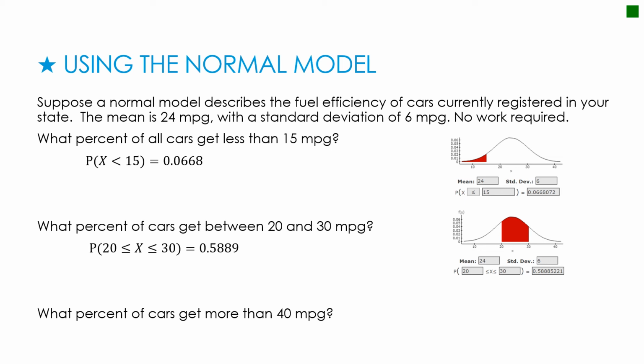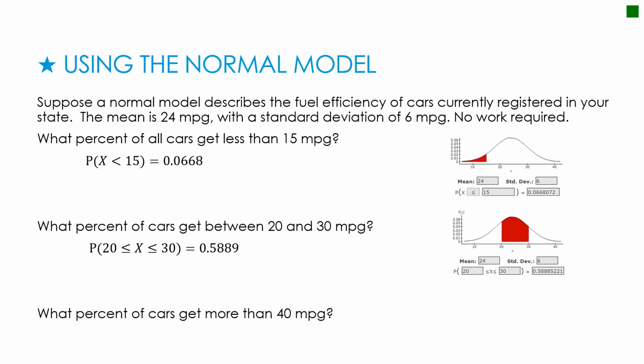The next one, I apologize, I clicked a little bit fast on that one. The next one, what percent of cars get between 20 and 30? So here, again, I'm going to keep the 24 and keep the 6, but you can't see up here there was that between button that I clicked. I clicked on it and that allowed me two spaces instead of just the one. And notice I just entered 20 and 30 and found the probability is 0.5889 essentially if I round it.